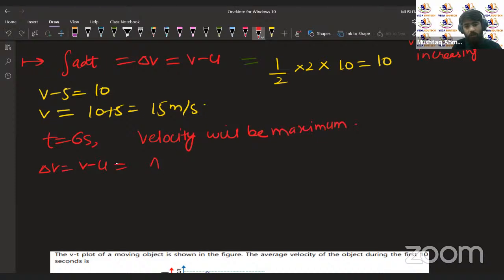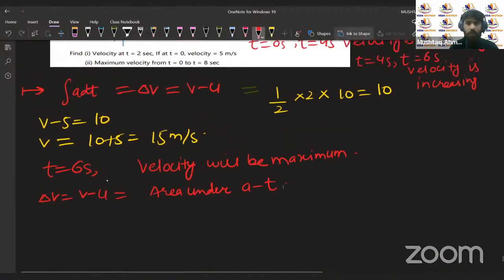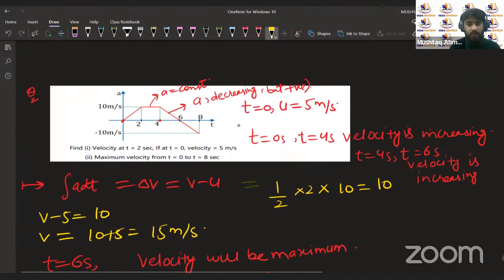That's equal to the area under the a-t graph, right? Between 0 to 6 seconds, this is the area. It makes a trapezium between 0 to 6 seconds.